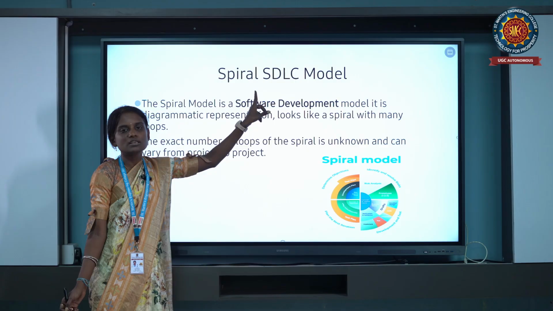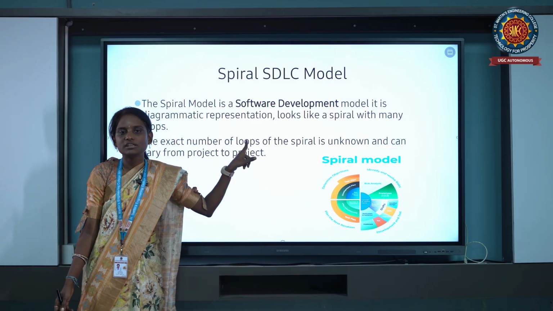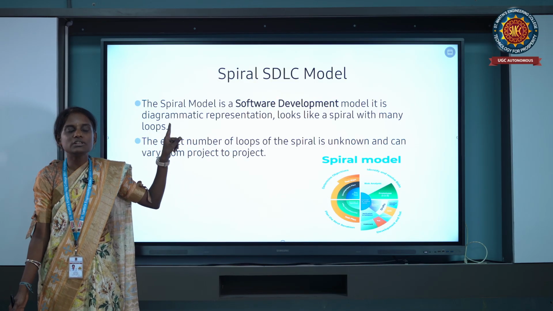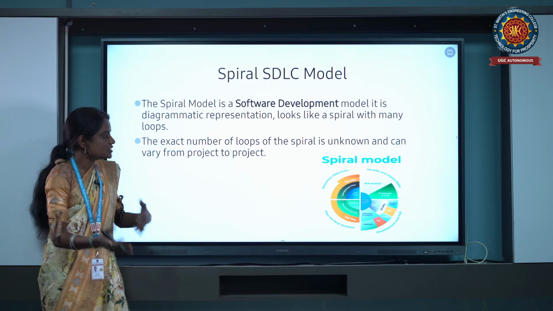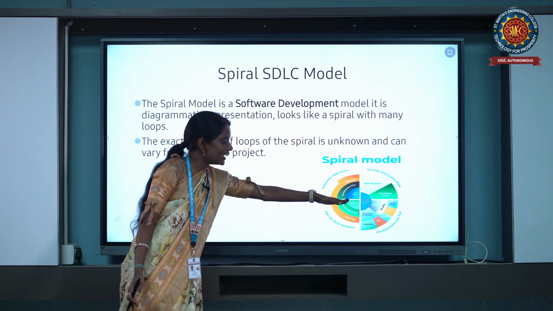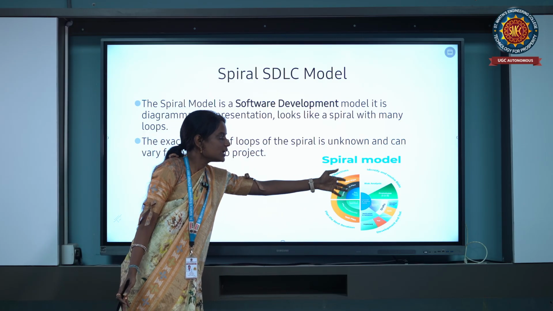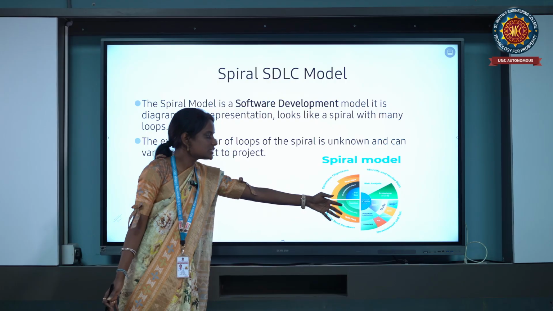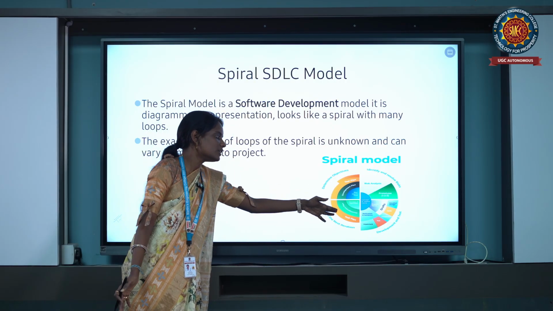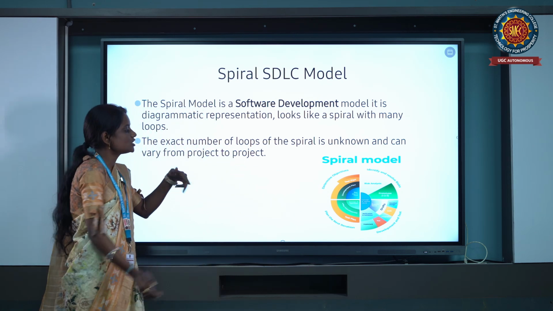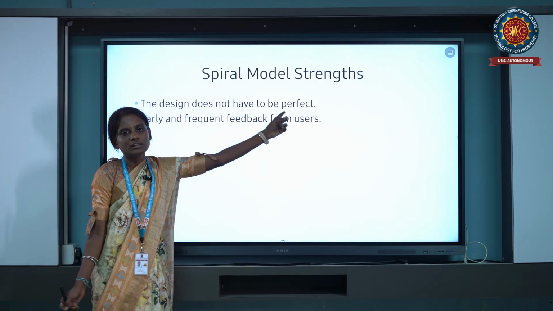This spiral model is a part of the SDLC model. The spiral is a diagrammatic representation with a number of spirals and with n number of rules which are unknown, and it may vary from project to project. In the spiral, in the first phase we need to determine the objectives. In the second, we need to identify the risk. In the third, we need to develop the new version. And the fourth phase is we need to review whether the version of the product is working fine or not. See, and the spiral model advantages.